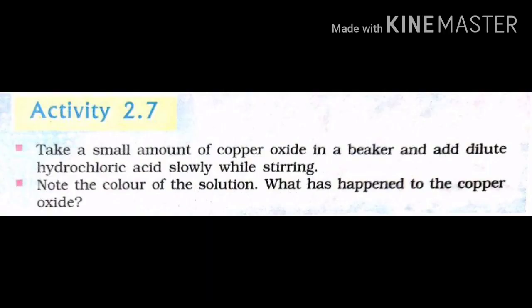Let us understand the reaction of metallic oxides with acids by an activity. Activity 2.7. Take a small amount of copper oxide in a beaker and add dilute hydrochloric acid slowly while stirring. Note the color of the solution. What has happened to the copper oxide?